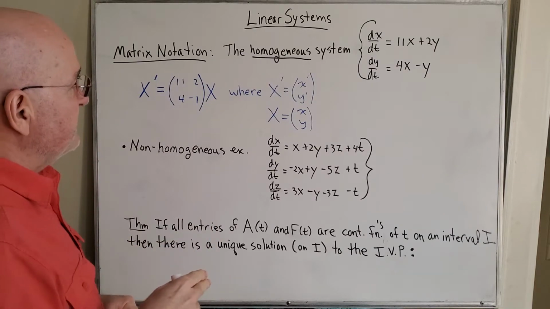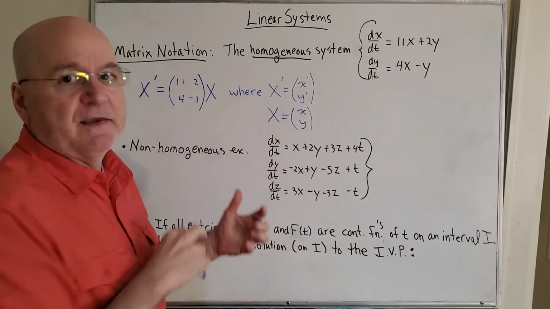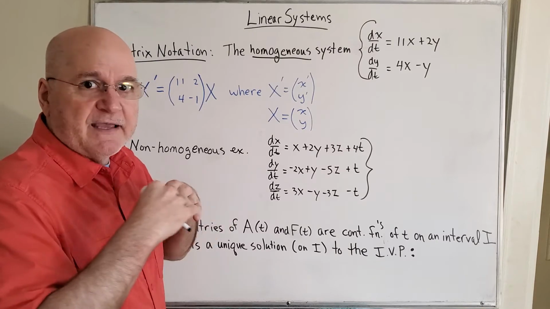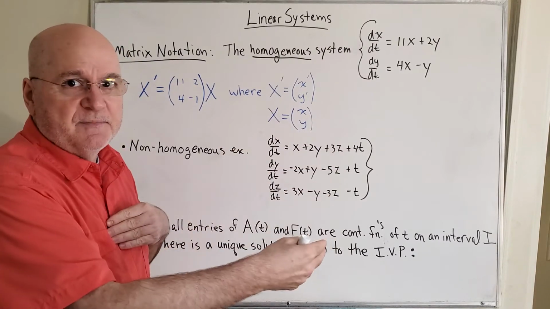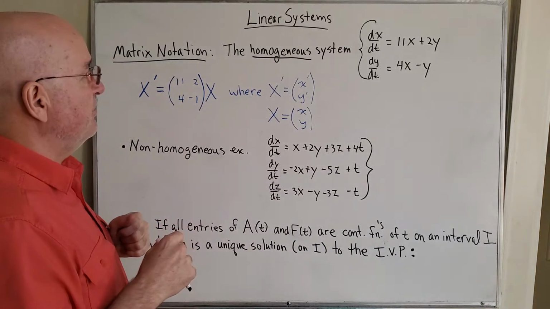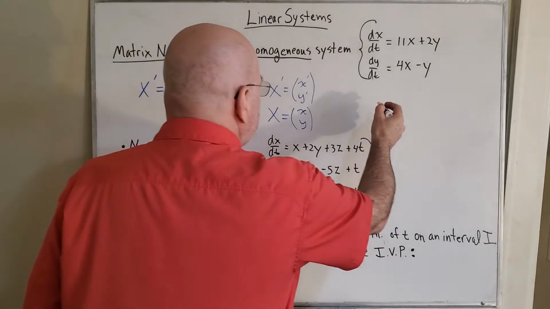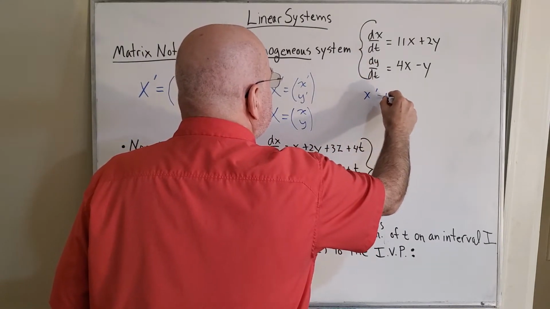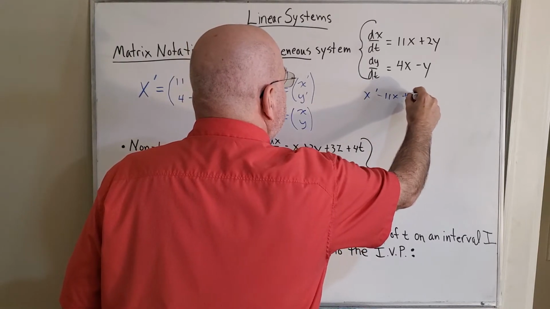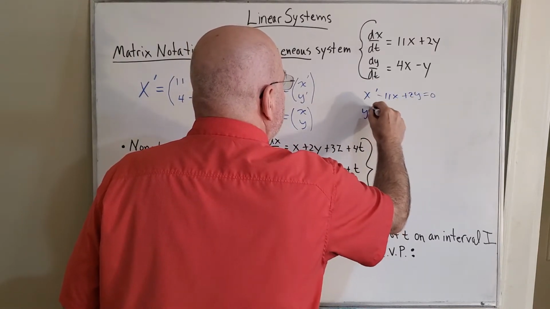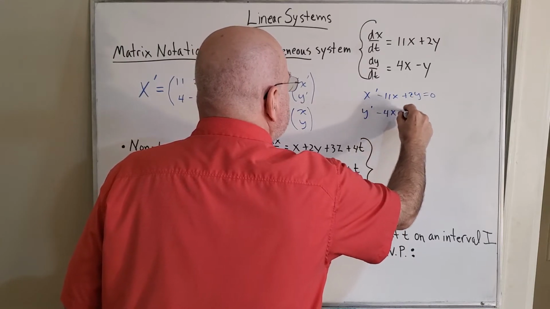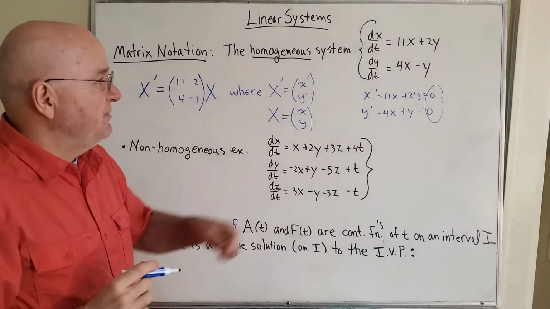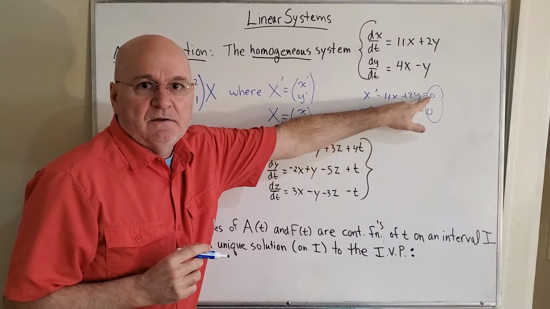Now, this is homogeneous because if we were to put everything on one side, we could have on the left-hand side the functions of x and y and all the derivatives, and the right-hand side would be 0. So this is a homogeneous equation. Again, we could write the top equation as x prime minus 11x plus 2y equals 0, and the bottom one as y prime minus 4x plus y equals 0. So this linear system is homogeneous. We do not have an independent function of t on the right-hand side here.